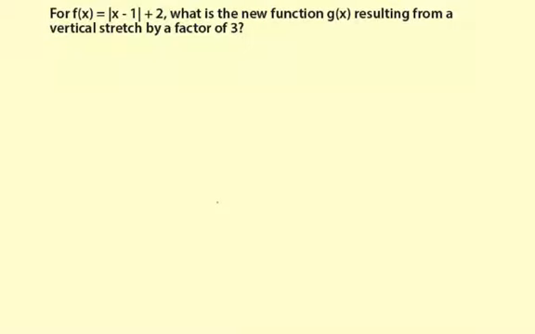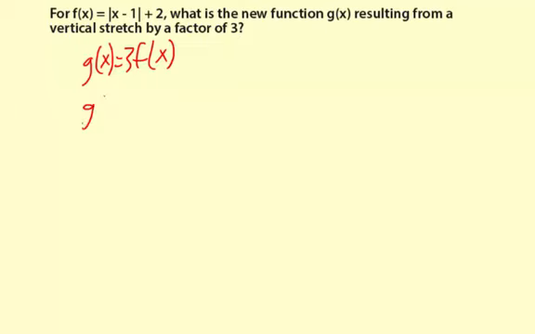For f of x equals absolute value of x minus 1 plus 2, what is the new function g of x resulting from a vertical stretch by a factor of 3? Now, vertical stretch means you're multiplying all the outputs by 3, so g of x equals 3f of x.